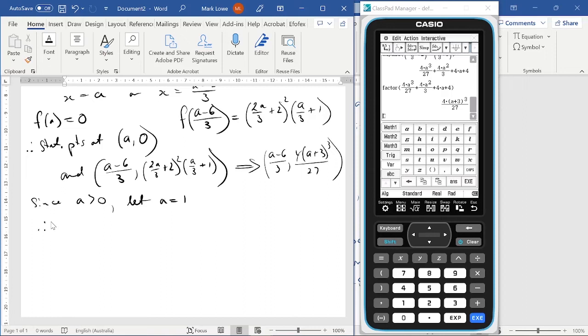Okay, so we're going to let a equal 1, which means that we can use, so 1 minus 6, that'll be negative 5 over 3.